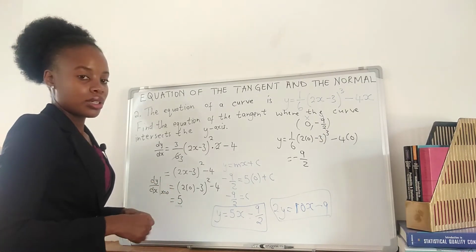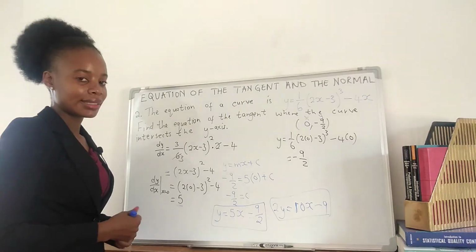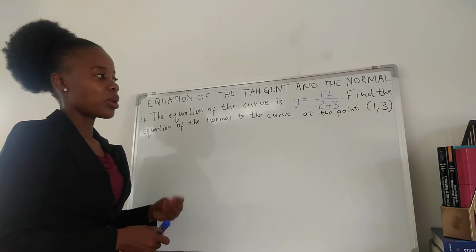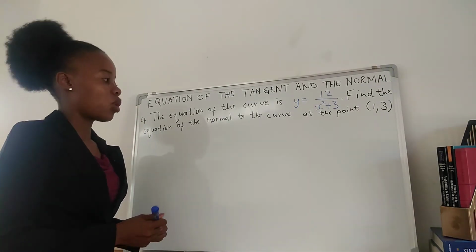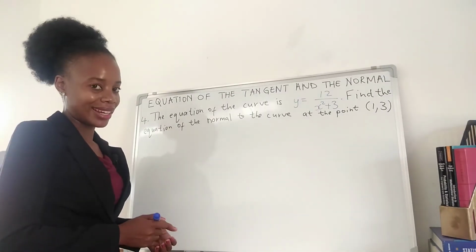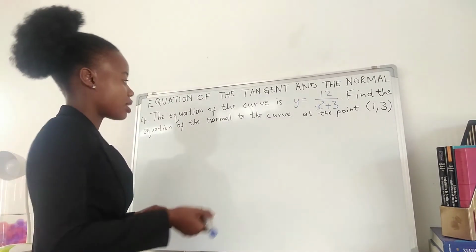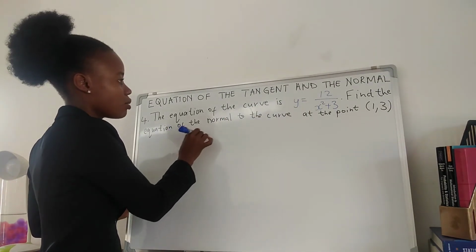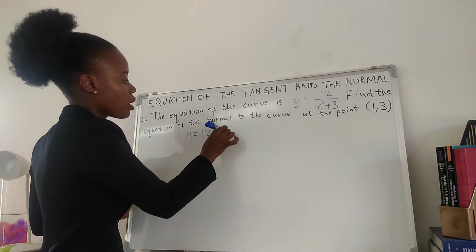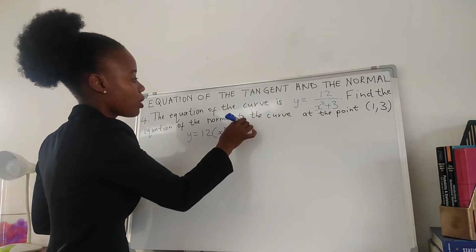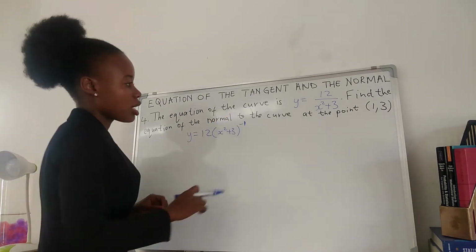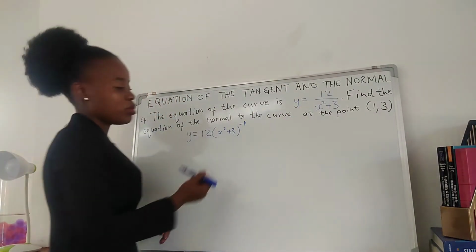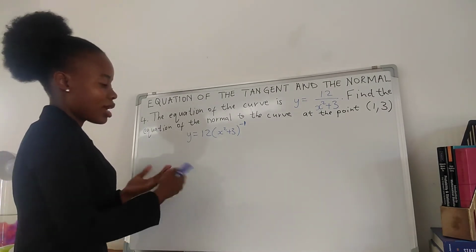Okay. So now let's get to number 4. The equation of the curve is y equals 12 over x squared plus 3. Find the equation of the normal to the curve at the point 1, 3. Okay, so we're going to differentiate our curve. This is the same as y equals 12 times x squared plus 3 to the power negative 1. We need to be able to differentiate this. Make sure that you take your denominator up so that it will be like this. Okay, now we can differentiate.